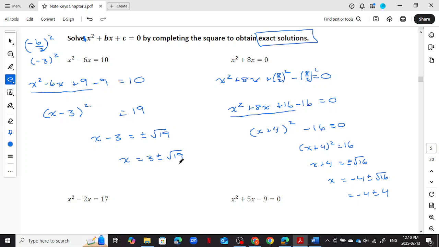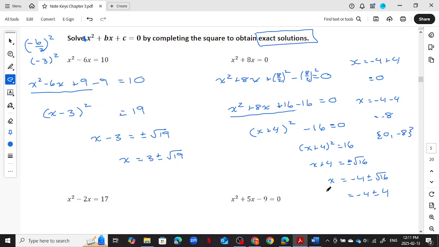This one I was adding a radical, so I had to just leave it. But for this one, I've actually got two answers. I've got -4 plus 4, which would give me 0, and I have -4 minus 4, which would give me -8. So this question has two solutions, 0 and -8.